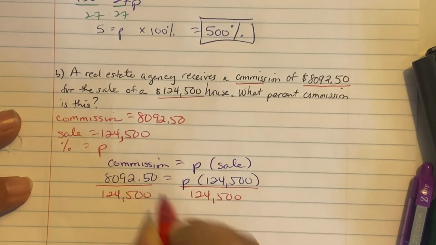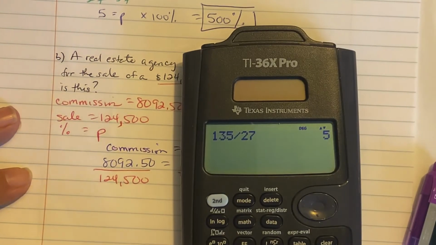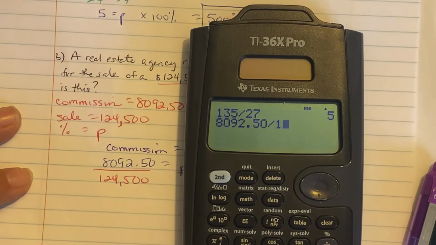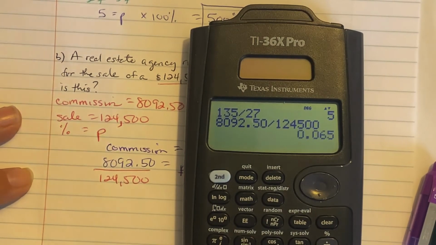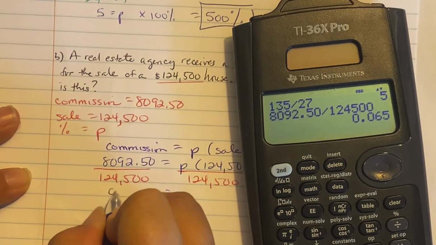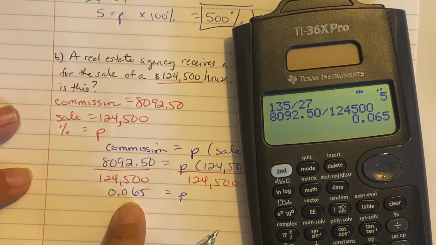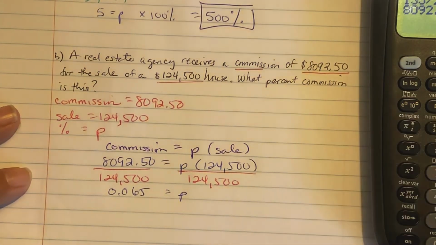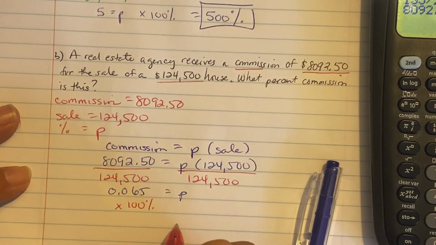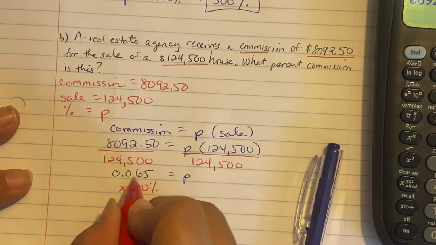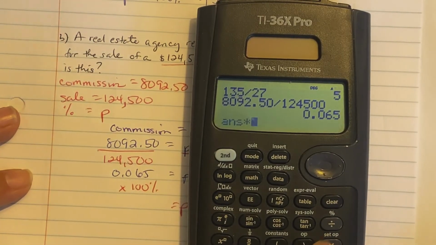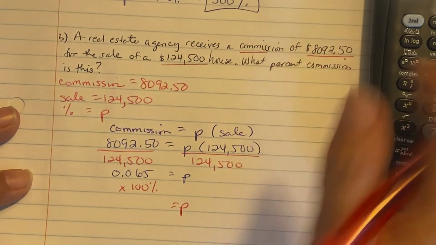So we have 8092.50, that's the first number, the numerator, divided by 124,500. In this instance now, we'll get P equals 0.065. Remember, it's in decimal form. To get from decimal to percent form, we need to multiply by 100%. When I multiply this number by 100, it moves the decimal place over twice, and we get 6.5%. That was the percent on the commission.